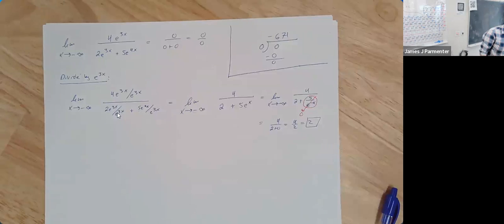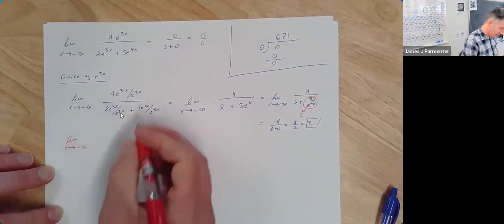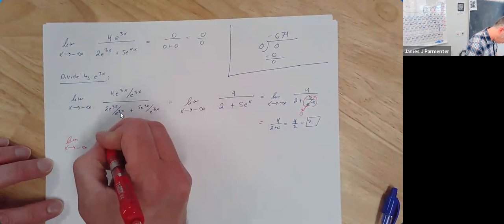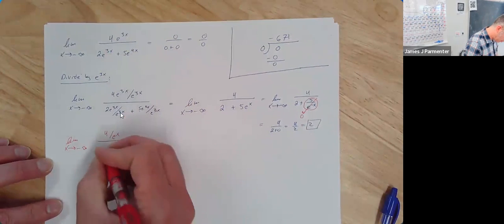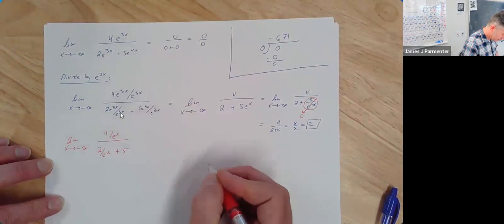Kind of weird. That's a good question. I don't know the answer. Let's find out. So if I do the limit as x goes to negative infinity, I'm going to do it kind of quick here. If I divide everything by e to the 4x, I'm going to get 4 over e to the x, and then I'm going to get 2 over e to the x plus 5.